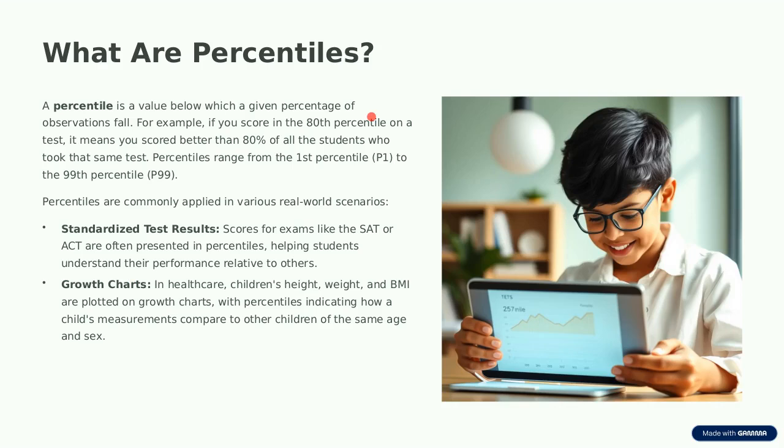All right. So a percentile simply is a value below which a given percentage of observations fall. Take note of that. For example, if you score in the 80th percentile on a test, it means you scored better than 80% of all the students who took that same test, right? You have done better than 80% of all the students who took that same test.